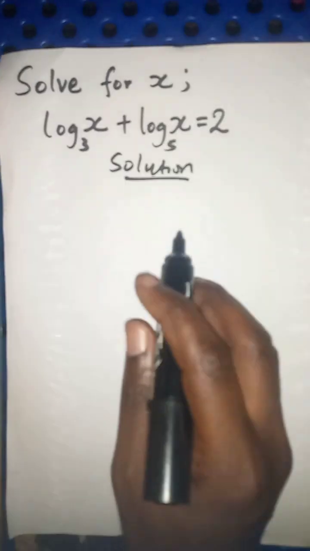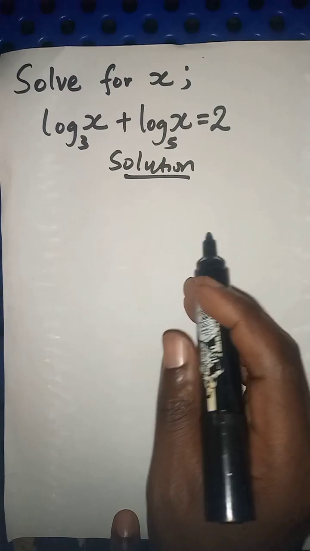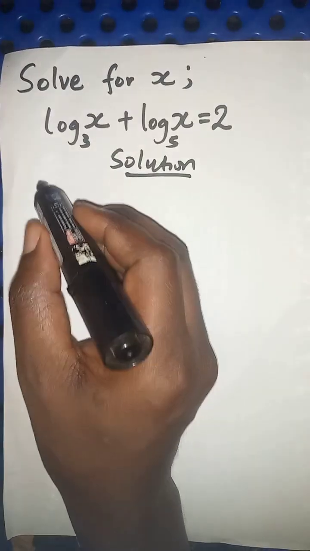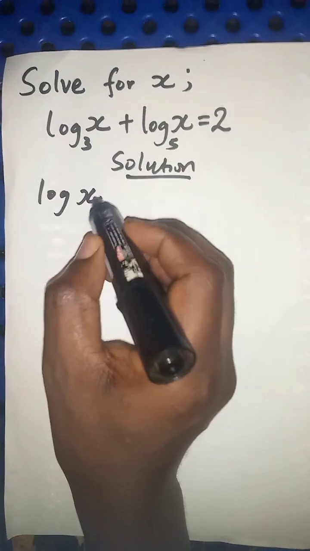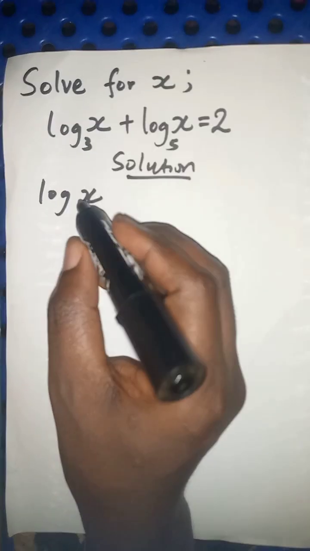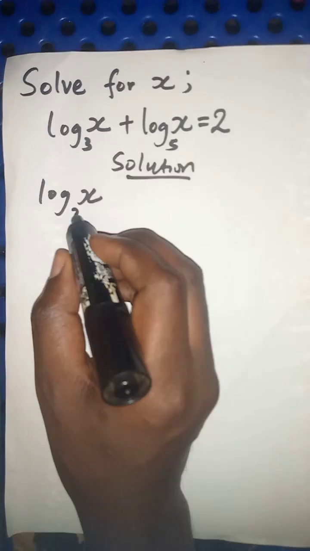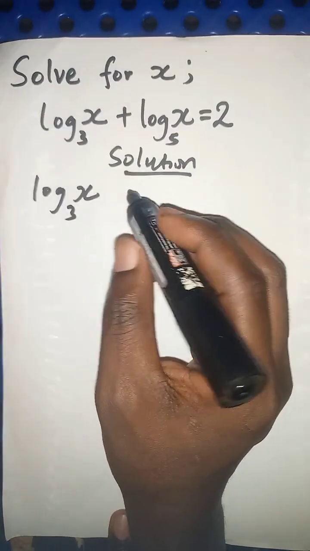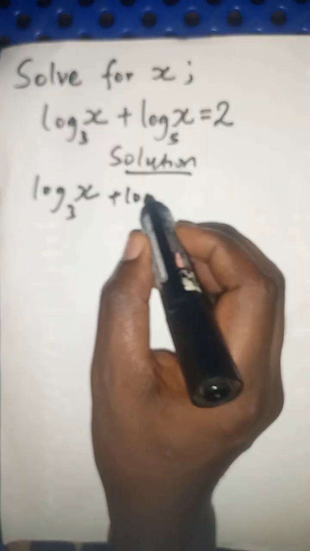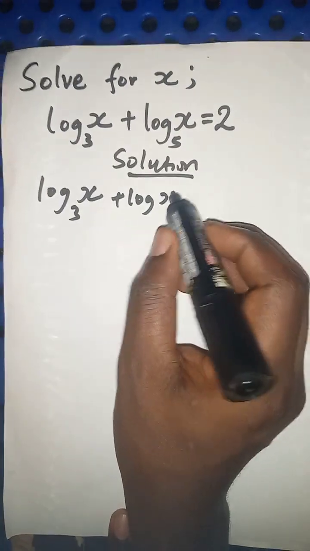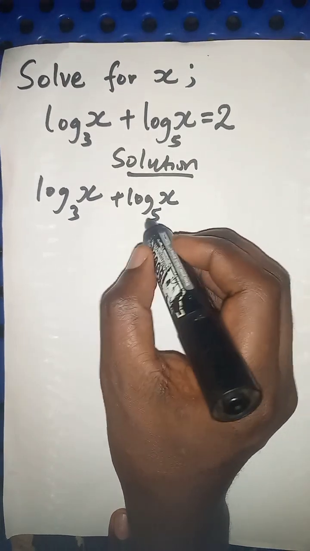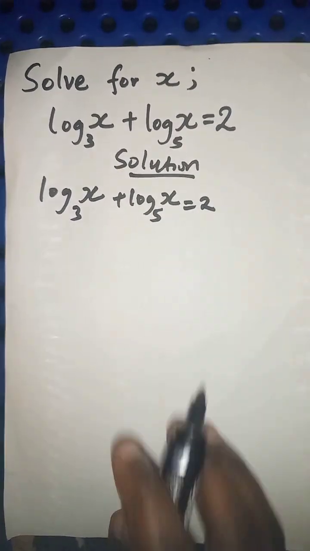Let us dive into the solution and see how we're going to find the value of x for this type of equation. The base is 3, log x to the base 3, plus the log of x to the base of 5 is equal to 2.